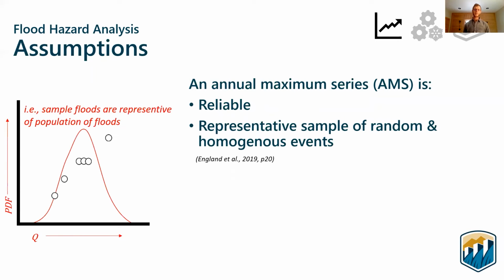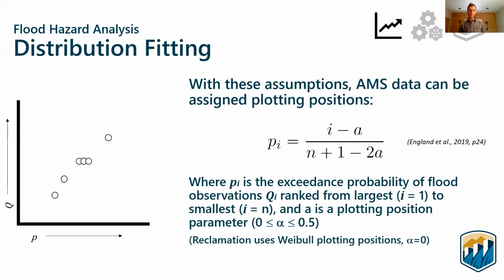And the second assumption is that they're a representative sample of random and homogeneous events. And so what this means is that all of these floods, the maximum flood from each year of record, that is just a sample of floods from a bigger population of floods that could occur. And so we can represent them by a distribution. And so with these assumptions, we can take the floods in our AMS, or annual maximum series, and we can assign plotting positions to them.